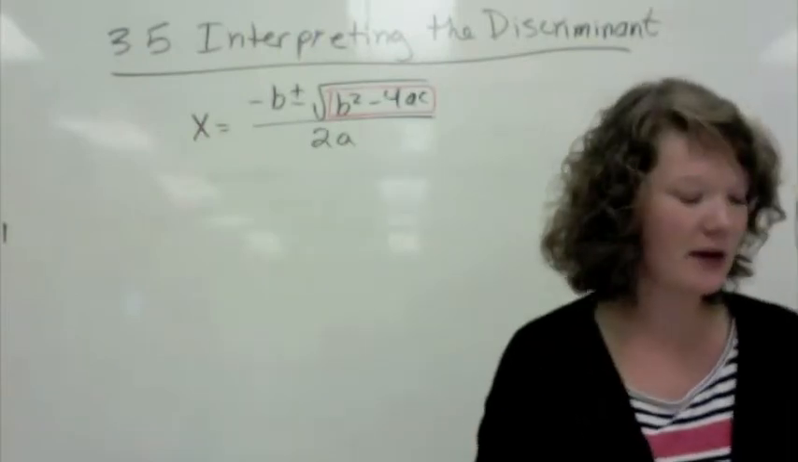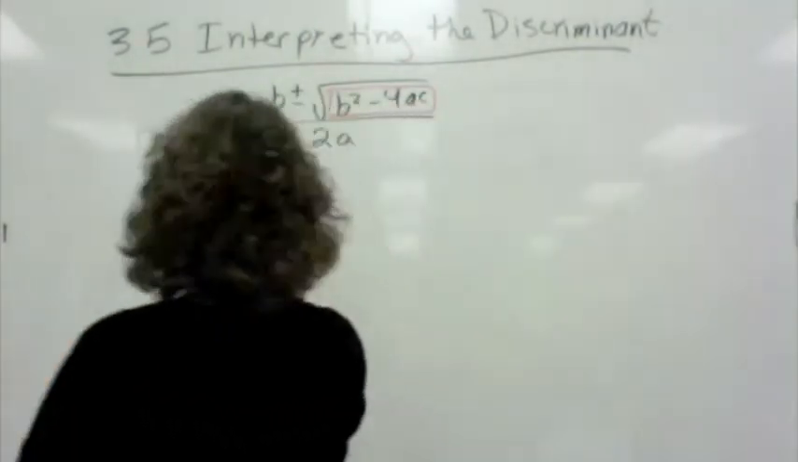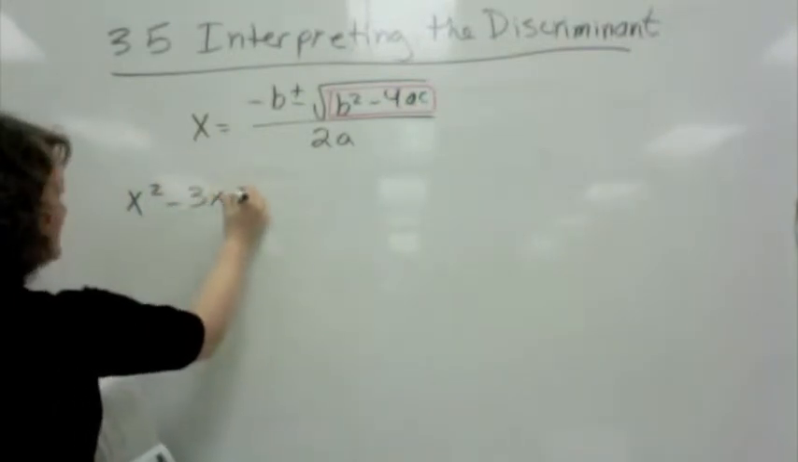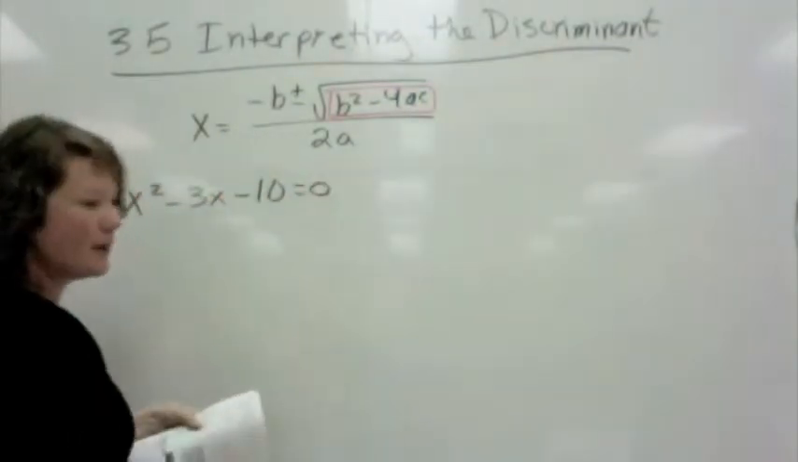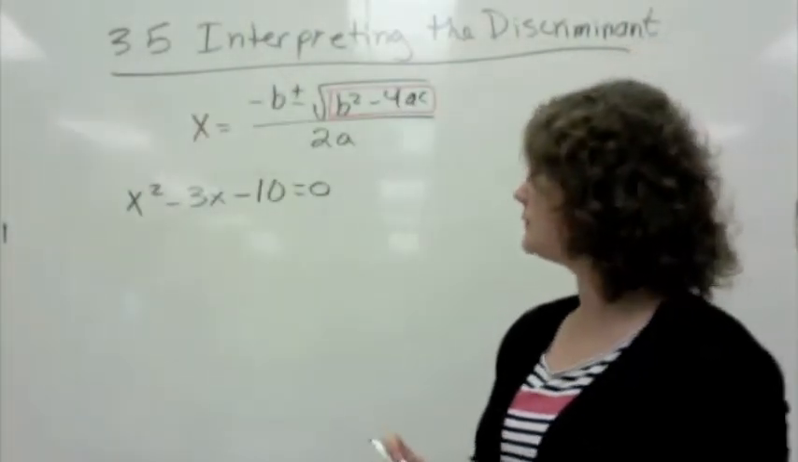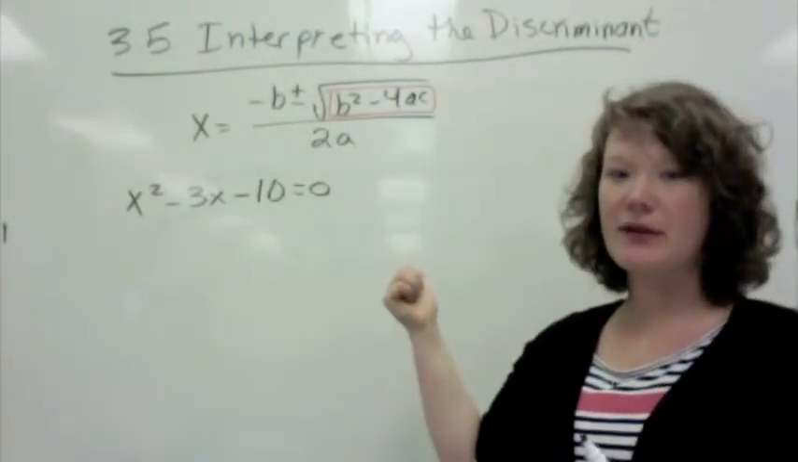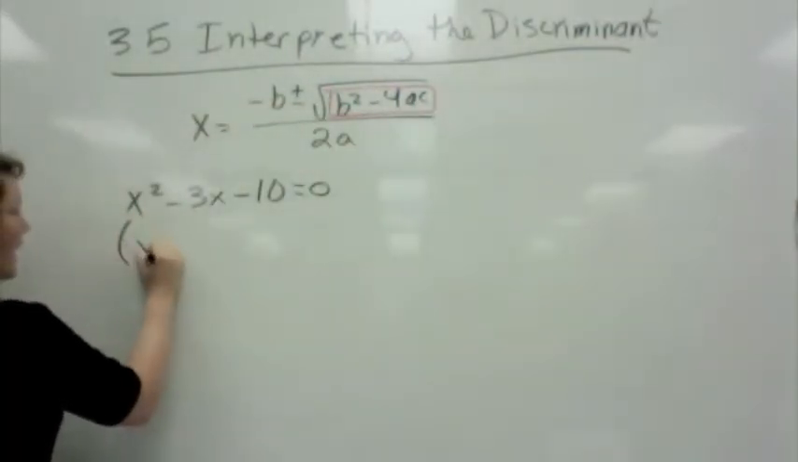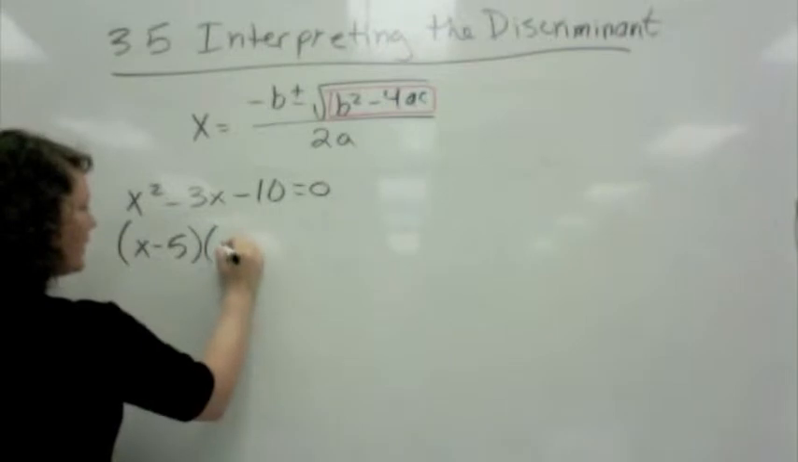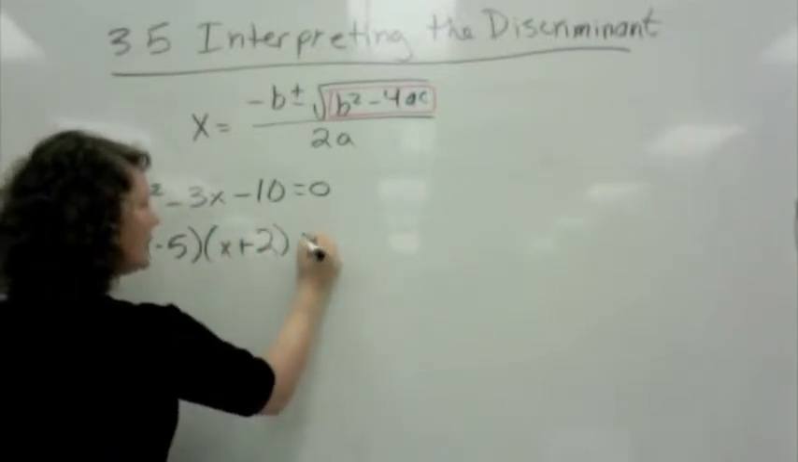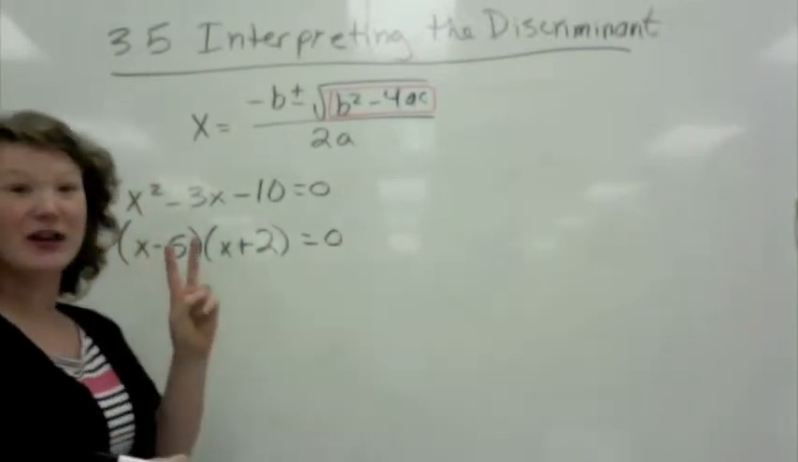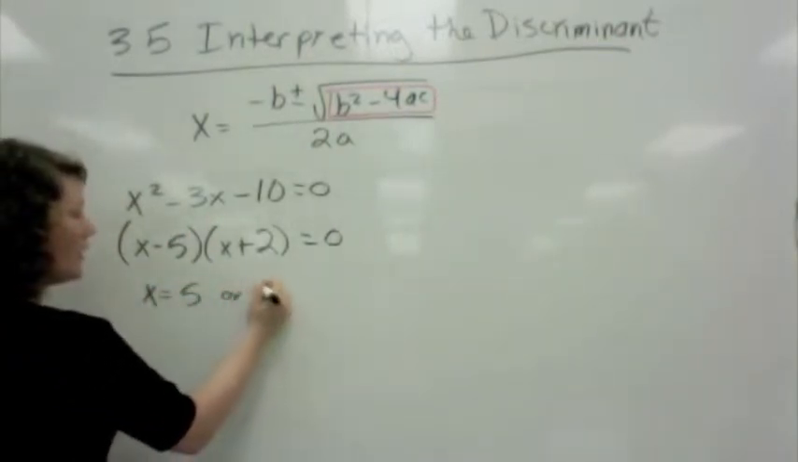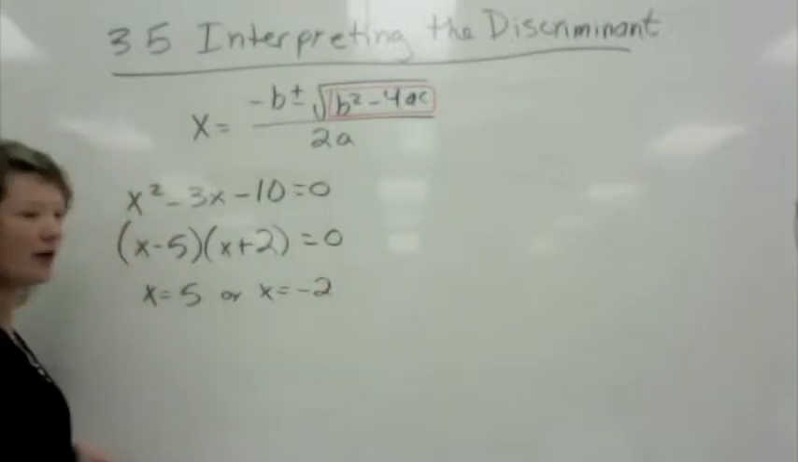So say I was given an equation like this: x squared minus 3x minus 10 equals 0. Now, the easiest way to deal with this is we can factor it. (x minus 5)(x plus 2) equals 0. So we know we actually have two real roots. We have x equals 5 or x equals negative 2.